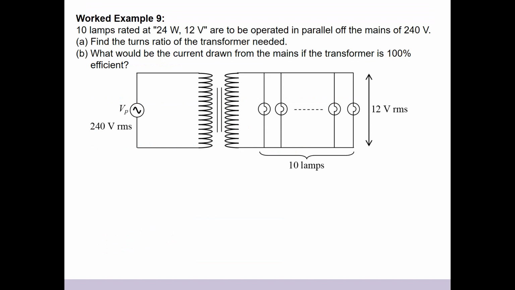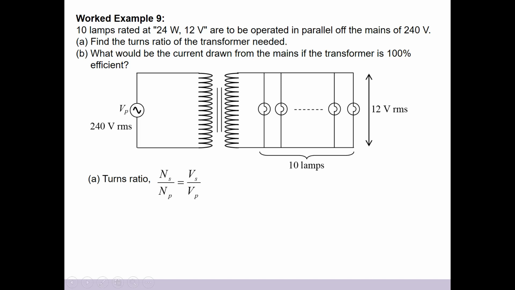Right, so let's use one example. You have 10 lamps rated 24 watts and 12 volts. So again, this 24 watts is the average power. 12 volts, remember last lesson we said rating, 12 volts means what? The 12 volts is VRMS. The mains is 240 volts. Is this also VRMS? Yes. So these are all VRMS. Okay? So you use all VRMS.